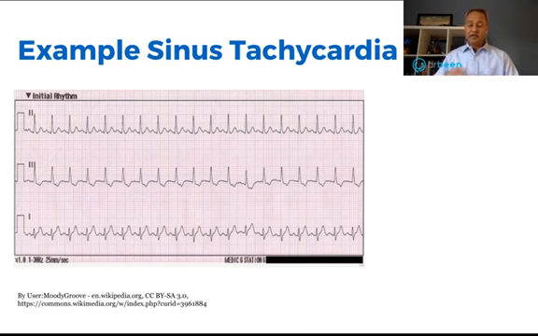Why is it sinus? Everything else is normal. P waves are there, QRS waves are there, T waves are there, the rhythm and structure are normal. So the SA node is working. The P wave's presence is telling you that the SA node is working, and it is present with every QRS complex. So this is a sinus rhythm, and it is sinus tachycardia.